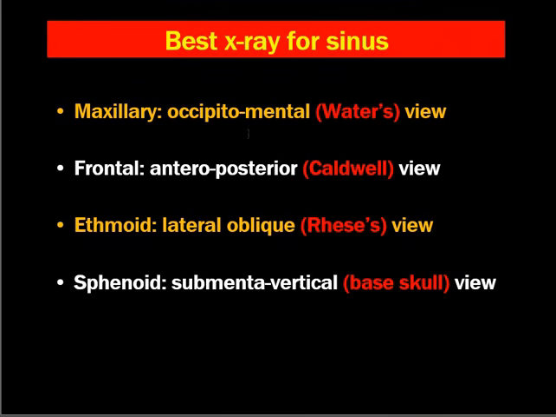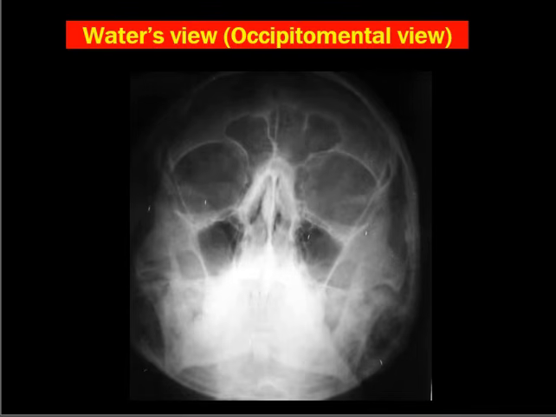But the most commonly performed X-ray is only the OM view, that is occipitomental view, and sometimes occipitomental view with mouth open, also called as PNS view, to look for the sphenoid sinus. As already told, all these X-rays have been largely replaced by the CT scan of nose and PNS. The commonest view is the Waters view or occipitomental view. The structures within here were already described in the previous slide.